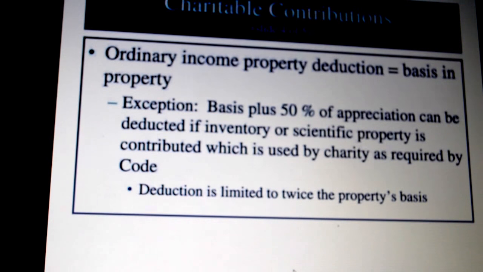On certain contributions of inventory by corporations, however, the amount of the deduction is equal to the lesser of the sum of the property's basis plus 50% of the appreciation of the property, or twice the property's basis.